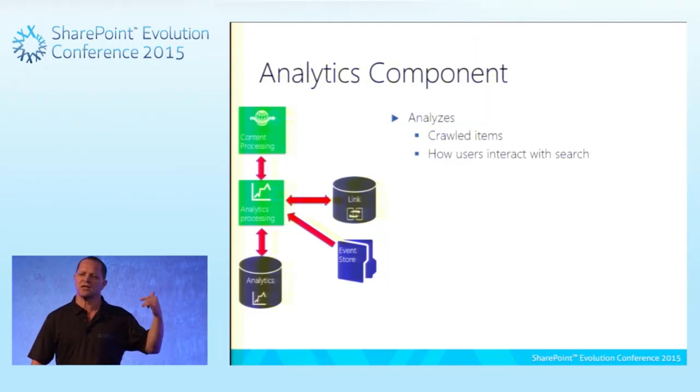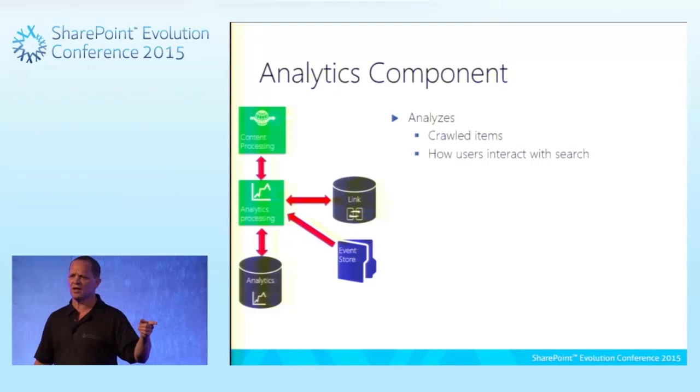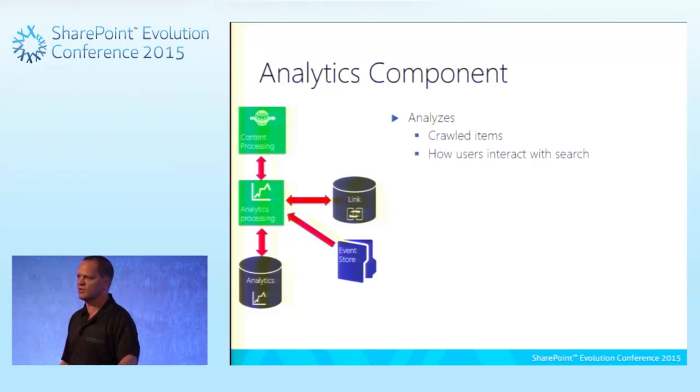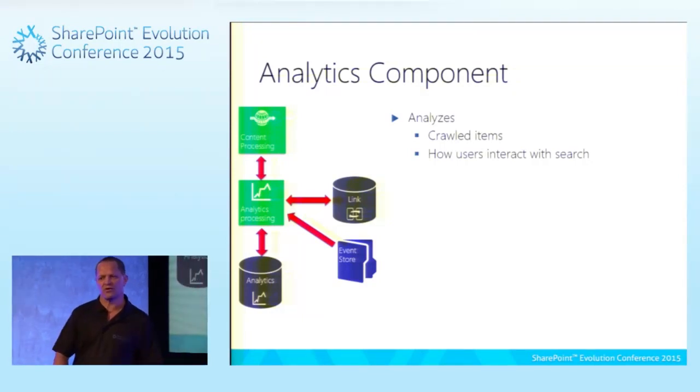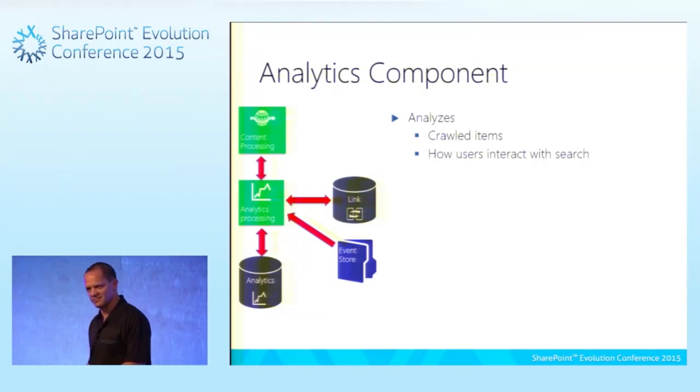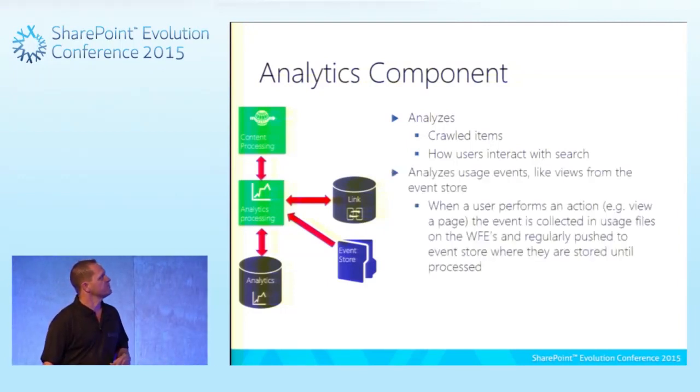Because what happens if a user clicked on document number 3 every time he searched for the word SharePoint? Does it help that it stays at document number 3 on the list? Something's got to move it up and improve the relevance of it. How else are we going to know what people are searching for if we don't write them away? So this is where it writes to the analytics component.